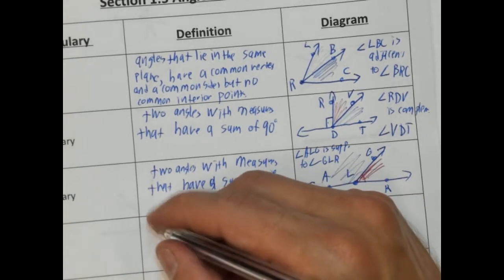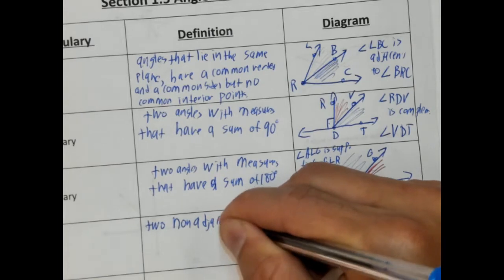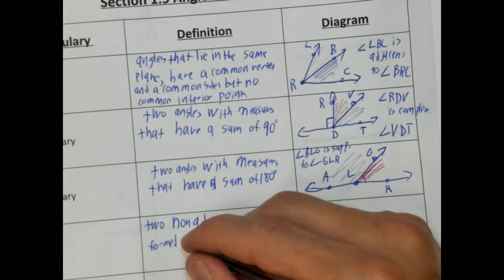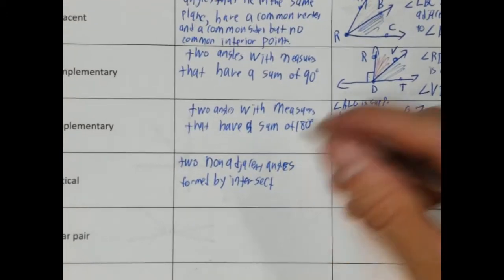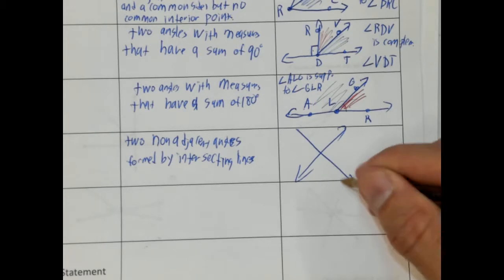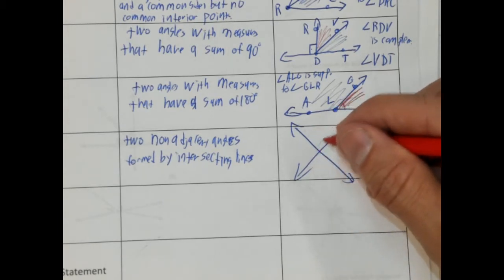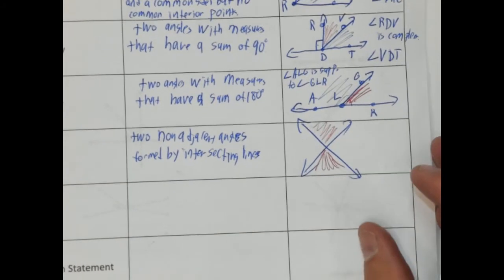Vertical angles, here we go. Two non-adjacent angles formed by intersecting lines. Should probably slide over a little bit more. Intersecting lines. Okay, so what does that look like? Well, we have two intersecting lines, right? Here we go. And they're going to be non-adjacent, so it could be either these two or those two. So we'll just use these two, that angle and that angle. And vertical angles are actually always going to be congruent to one another, by the way, which we'll get to in a bit. And you'll be using that too.